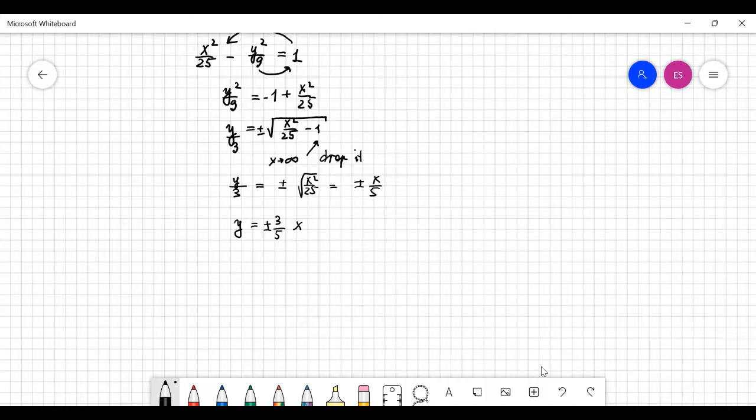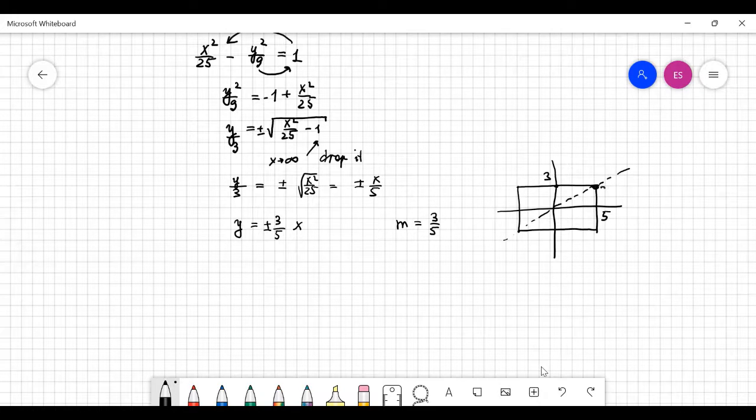So what is 3 over 5? 3 over 5 is going to be the slope of this straight line. And if you graph the fundamental rectangle for this, it's going to be 5 here, right? And 3 over here, right? And if you graph the line, which I was graphing as an asymptote, what is the slope of this line? Well, rise is 3 over run, which is 5. And that's exactly 3 over 5, right?